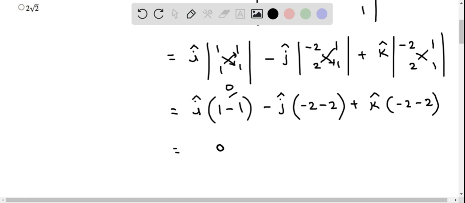So this first one is 0i, minus this will be negative 4, but here we have a positive. This one here we have a negative, so this becomes positive 4j. And then this one is negative, so it is negative 4k.